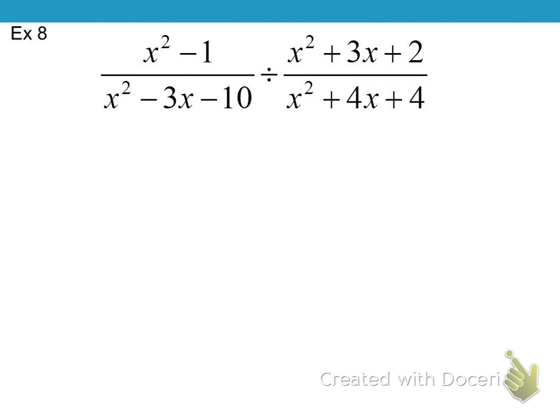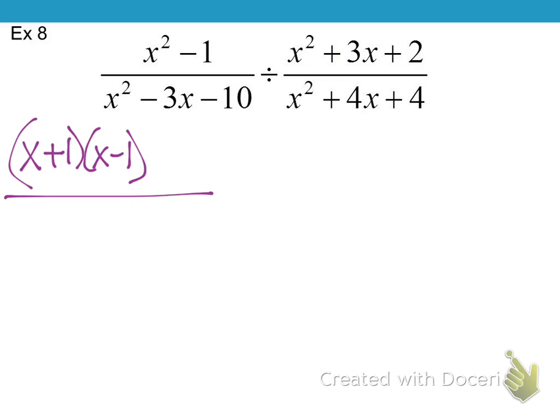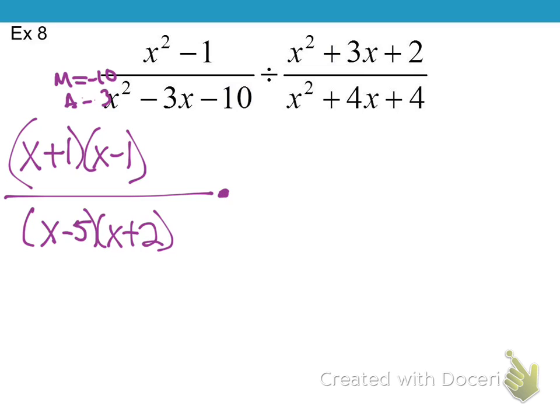X squared minus 1: x plus 1, x minus 1. Okay. X squared minus 3x minus 10: x minus 5 and x plus 2. Very good. X minus 5, x plus 2. I'm going to change this to multiplication. And which one am I factoring to go into my numerator? The old denominator. This guy first. So what multiplies to 4 but also adds to 4? 2 and 2. Good.